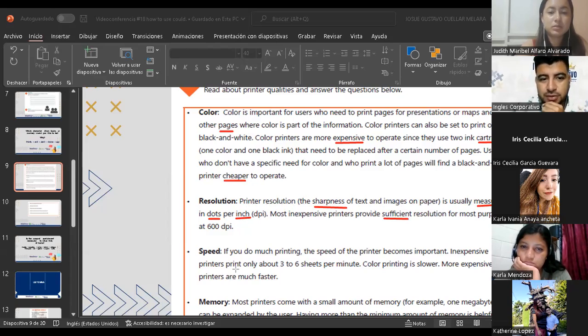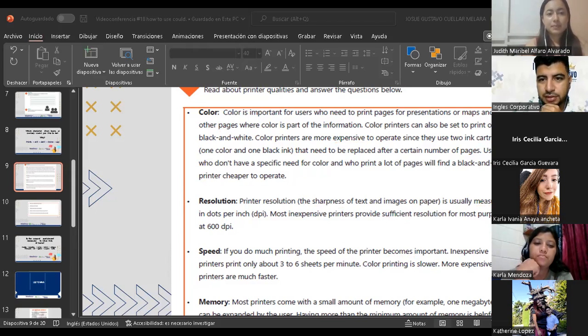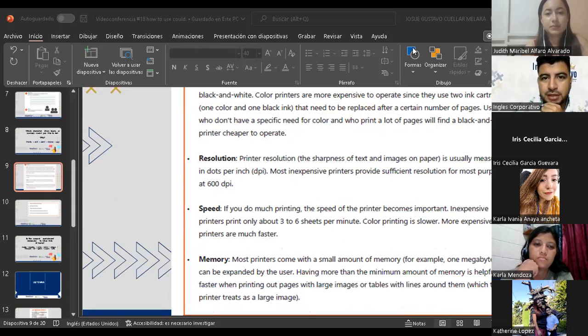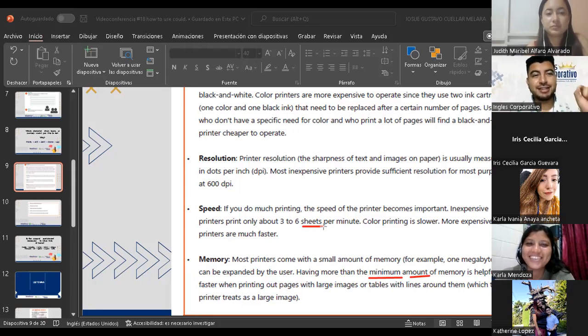That word, sufficient. Okay. And here we have speed. Becomes, which is convertirse. Slower is más lento. Printers much faster. Okay. Let's see. Here we have some others. Printer, small memory, megabyte, expanded. Minimum, right? Amount, cantidad, memory. I saw a word around here. Ah, this one. When we say sheets with I, it is page. One sheet. Sheet. But if instead of the I you use the E, that's another thing. So the key is the I. Sheets. With E, if we take out the I and put the E, it's something else.